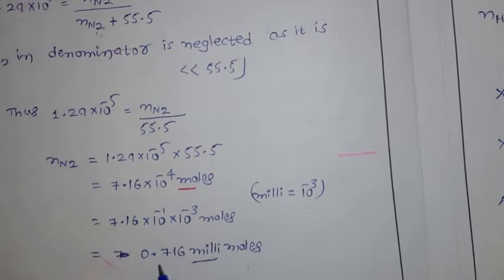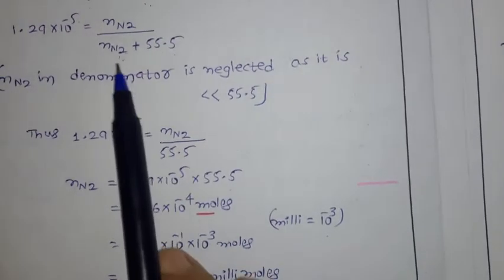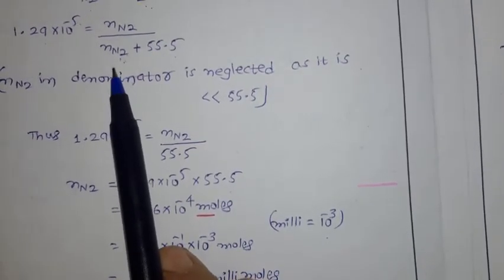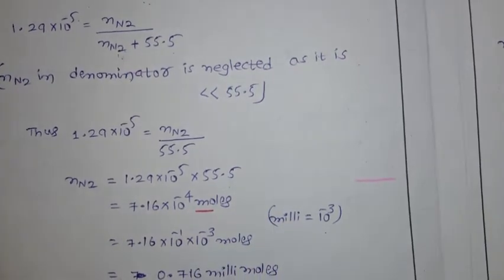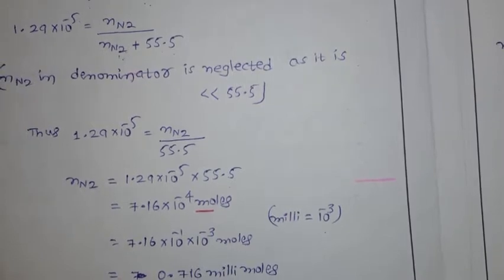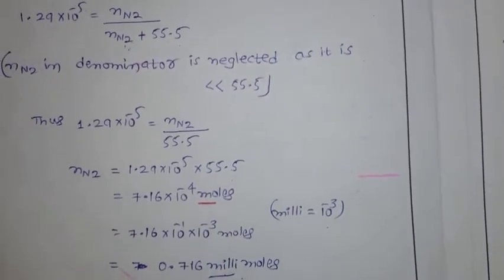nitrogen. See, this is a very small value, so you are going to neglect it. It won't come with much variation. Okay. So how many millimoles of nitrogen dissolved in the water? It means 0.716 millimoles. Okay. Is it clear? This is this question.